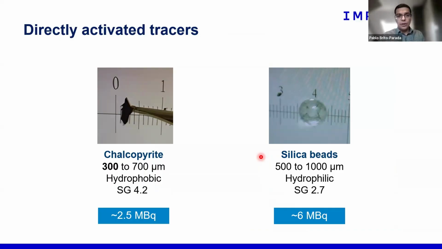In this particular case, we didn't use indirect activation, but instead we used directly activated tracers. We tried chalcopyrite particles from 300 to 700 microns in size. So again, in this case, we were focusing on coarse particles. If we want finer particles, the challenge remains for direct activation that the surface can change dramatically, and therefore, we stop having a representative hydrophobic particle. So we used chalcopyrite, and silica beads for the hydrophilic particles as well, from 500 to 1,000 microns. And again, a pretty good level of activity: 2.5 megabecquerels, and 6 megabecquerels for the silica beads.